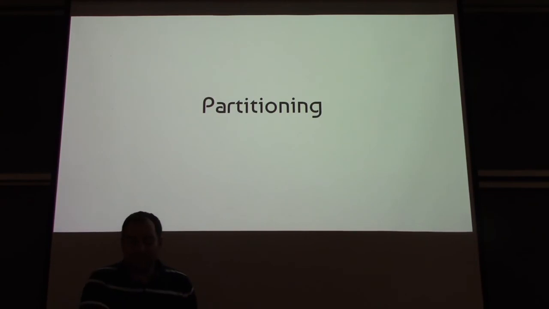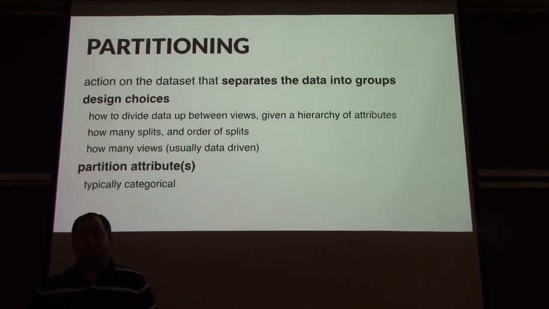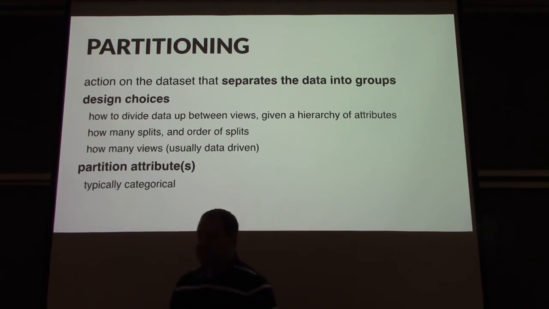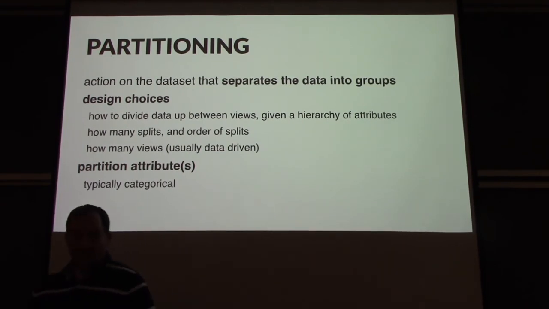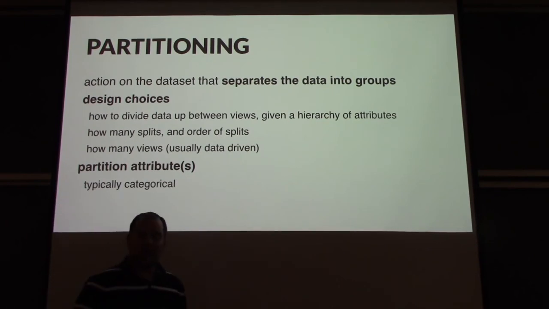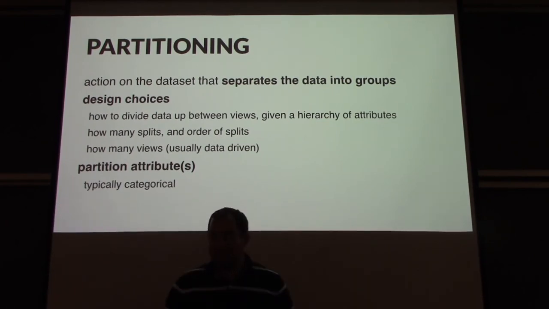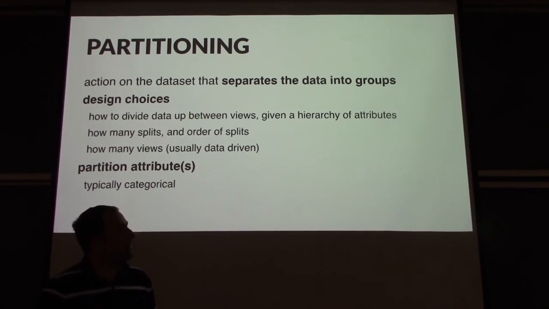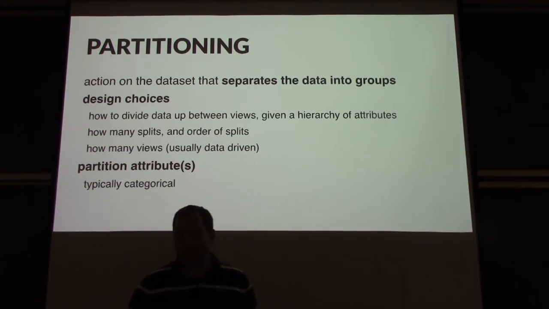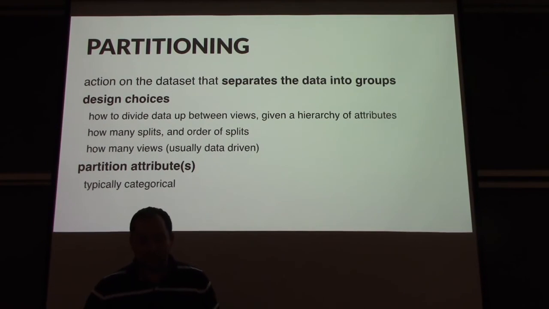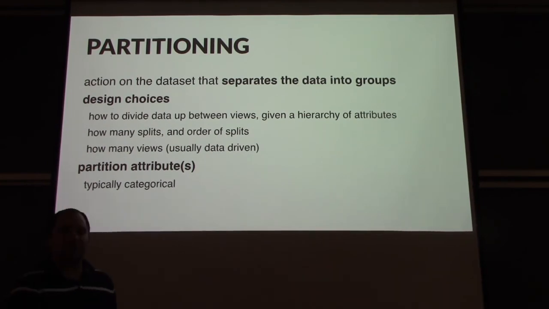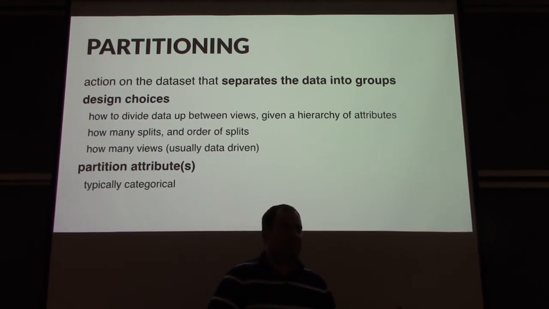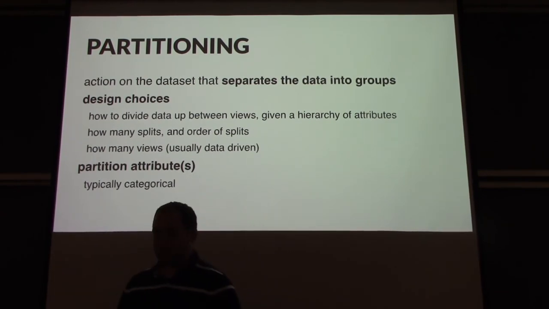Okay, so now we'll talk about partitioning. Partitioning is an action on a data set that separates the data into groups. The design choices you have are how to divide the data up between views, given, for example, a hierarchy of attributes, how many splits you want to make, the order of the splits, and how many views you have, which is usually data-driven, like one split per category, for example. The partitioning attributes are usually categorical, but I can also threshold, right? If I have, let's say, cars before 1985 and cars after 1985, then I would have a threshold on a numerical value.